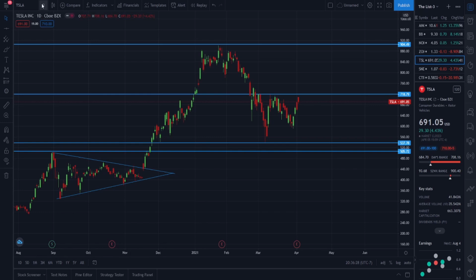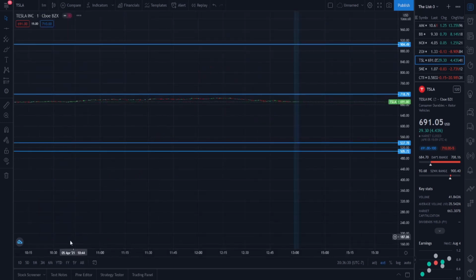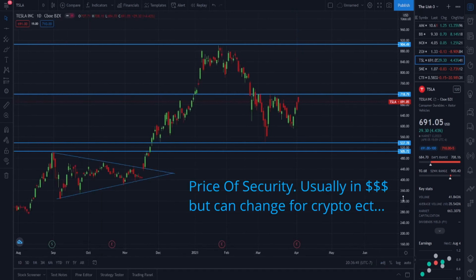But if I were to change it to a 1-minute chart, you can see that this time would change. Now it's 10:15 a.m., 10:30 a.m., 10:45, moving at much smaller increments. For the y-axis, this is usually how much the security is going to cost. This is normally in dollars, but if you're doing crypto, it may be in another form of currency.